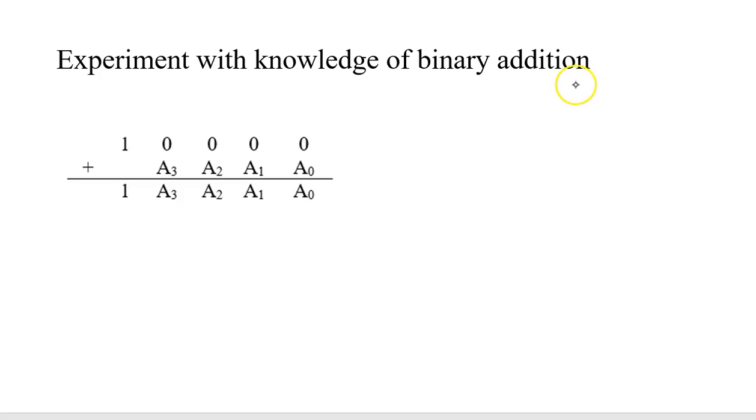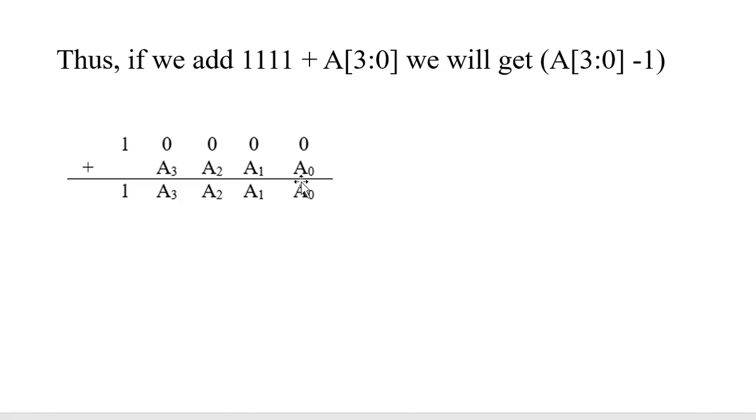We can experiment with our knowledge of binary addition. If, for example, we were to add a binary 16 to our 4-bit binary number, we'd end up with our 4-bit binary number in the lower 4 bits with that carry out of 1. So what we can realize from this, if we were to add a binary 15 to our number, we should end up in our lower 4 bits with that binary A minus 1, which is exactly what we're looking for. So if we add 1, 1, 1, 1 to A3 to 0, we'll get our A3 to 0 minus 1. That's the decrementing that we're looking for.